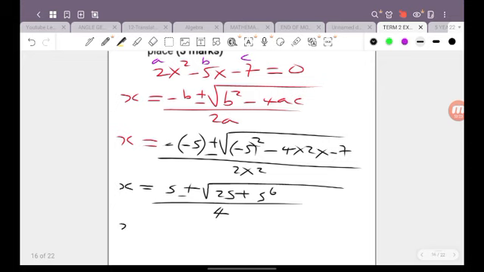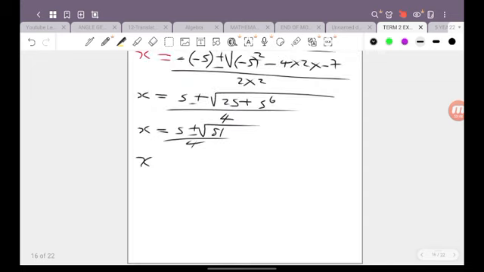All right, so x will work out to be equal to 5 plus or minus the square root of 56 plus 25, which is 81, so that's the square root of 81, divided by 4. Okay, so then we move on to split up the answers. We're going to have x is equal to 5 plus the square root of 81 over 4, or x is going to be equal to 5 minus the square root of 81 over 4. So we do a split.